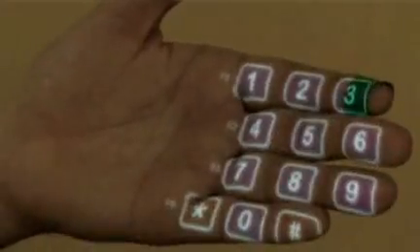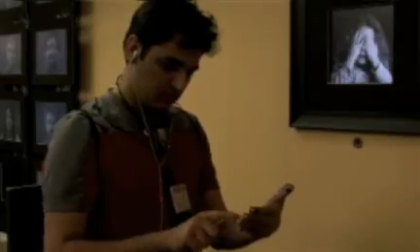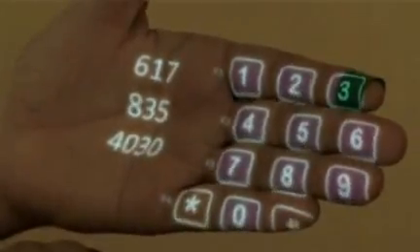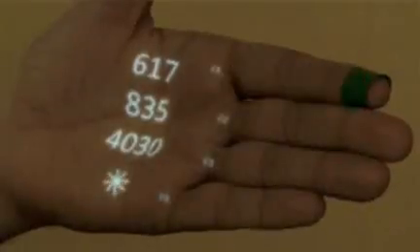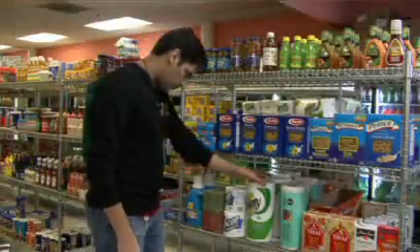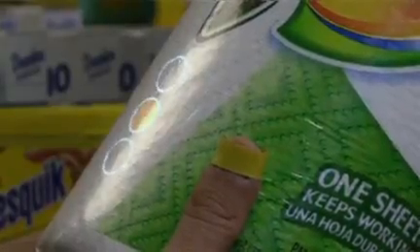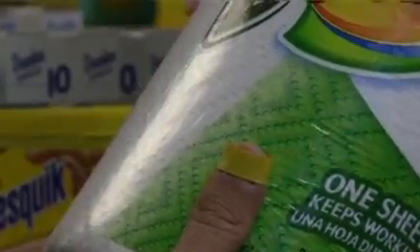And of course, if you don't have any surface, you can start using your palm for simple operations. I'm dialing a phone number just using my hand. The camera is not only understanding your hand movements, but interestingly, is also able to understand what objects you are holding in your hand.